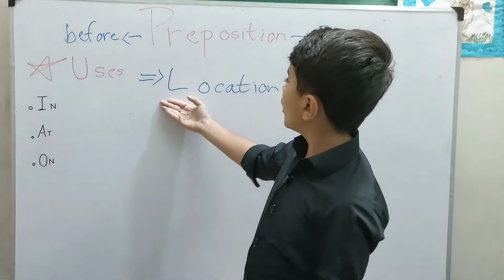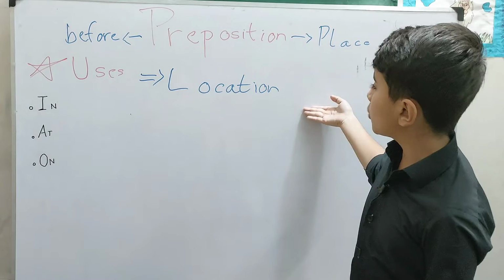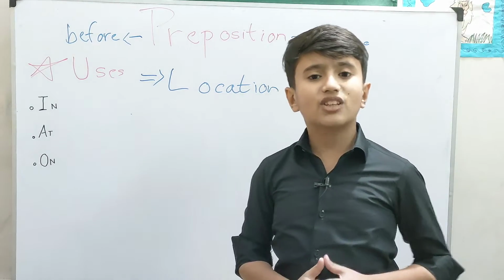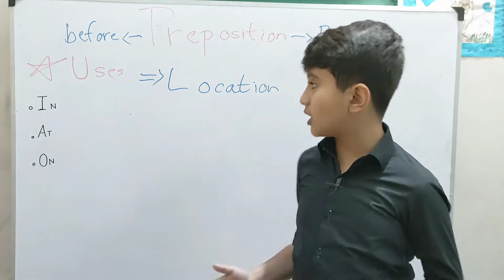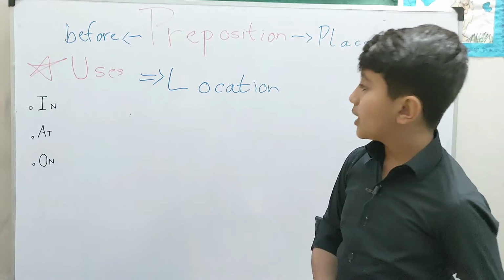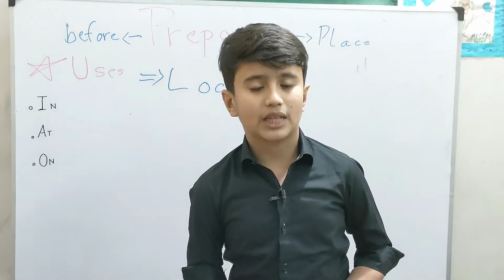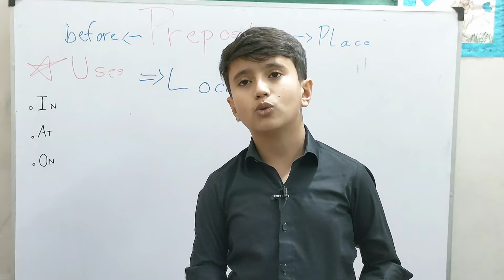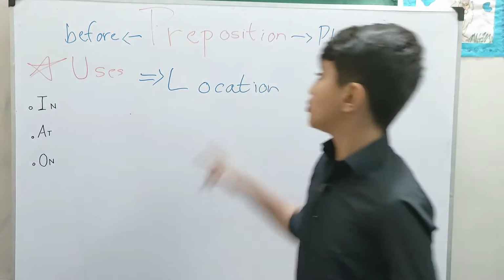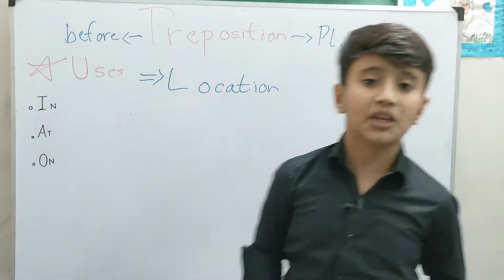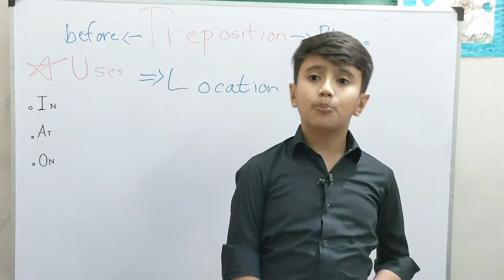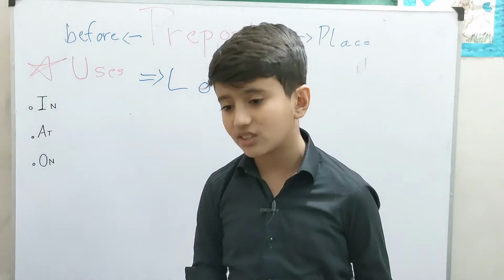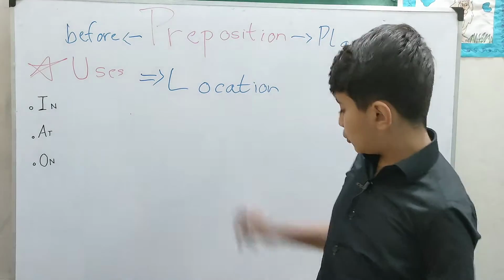Now, uses. Today we are going to be discussing the category known as location. It describes the location of any place, area, or whatever you want to call it. Especially, it discusses the basic form of prepositions, the first three or the major three. I'm going to discuss it, and I'm also going to discuss how to use it.